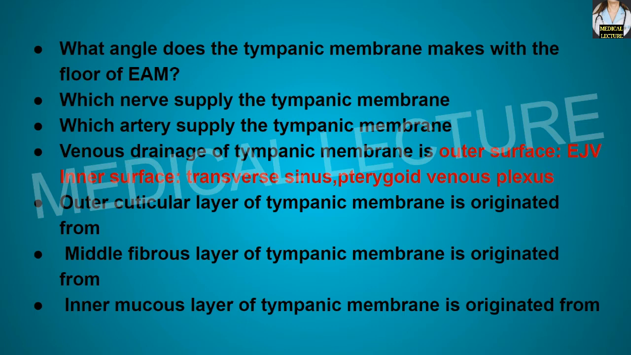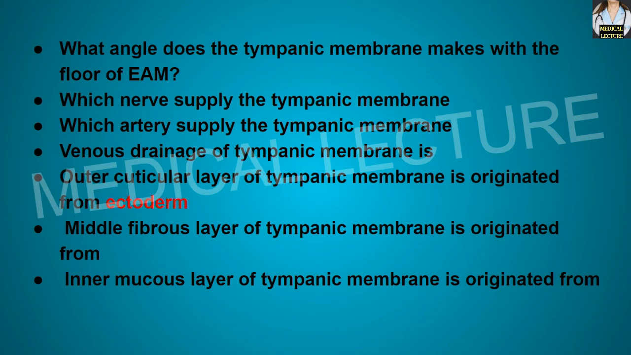The outer cuticular layer of the tympanic membrane originates from the ectoderm, while the middle fibrous layer originates from the mesoderm, while the inner mucous layer originates from the endoderm.